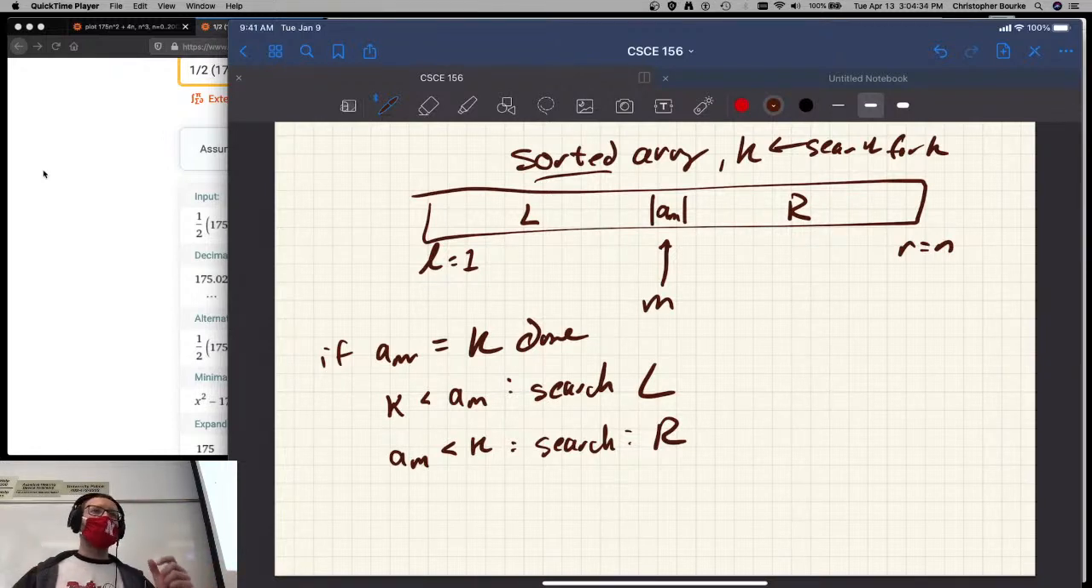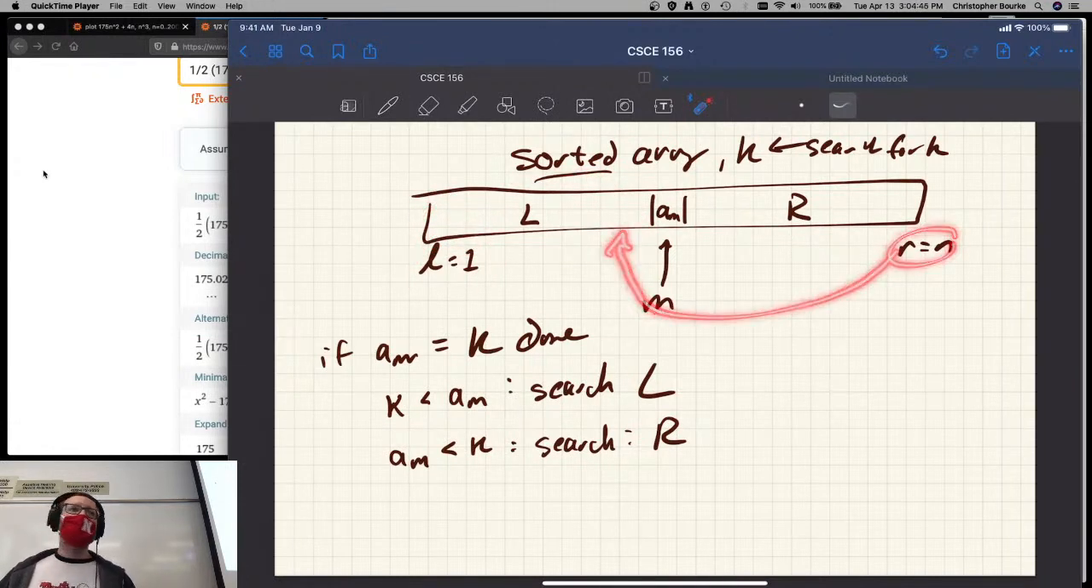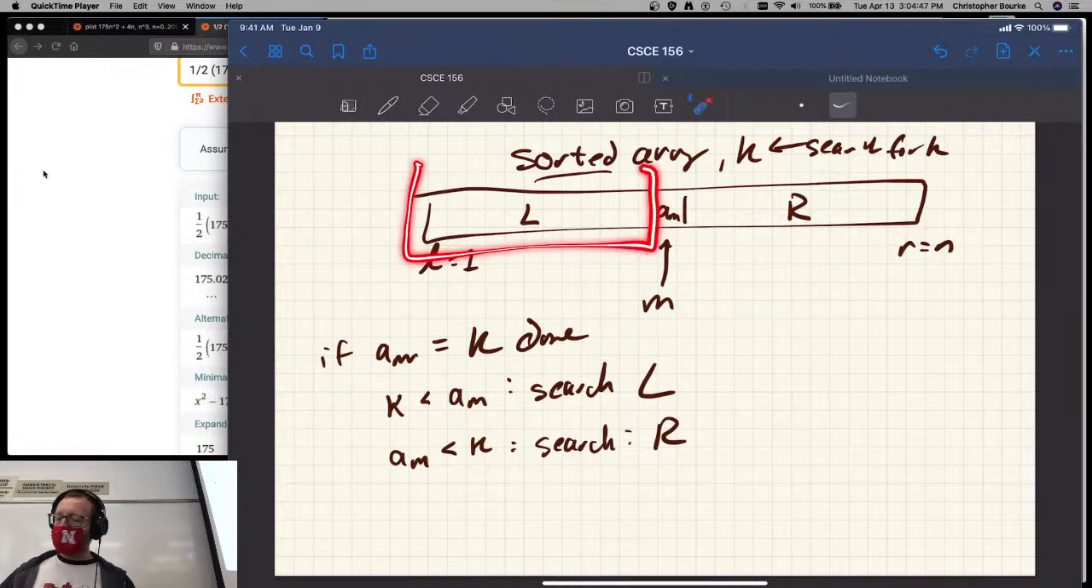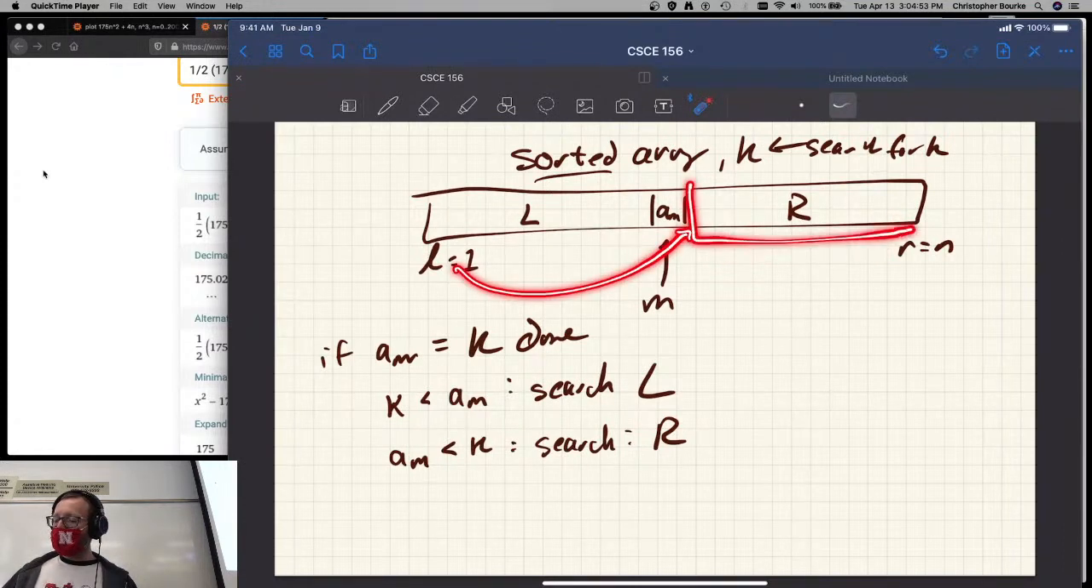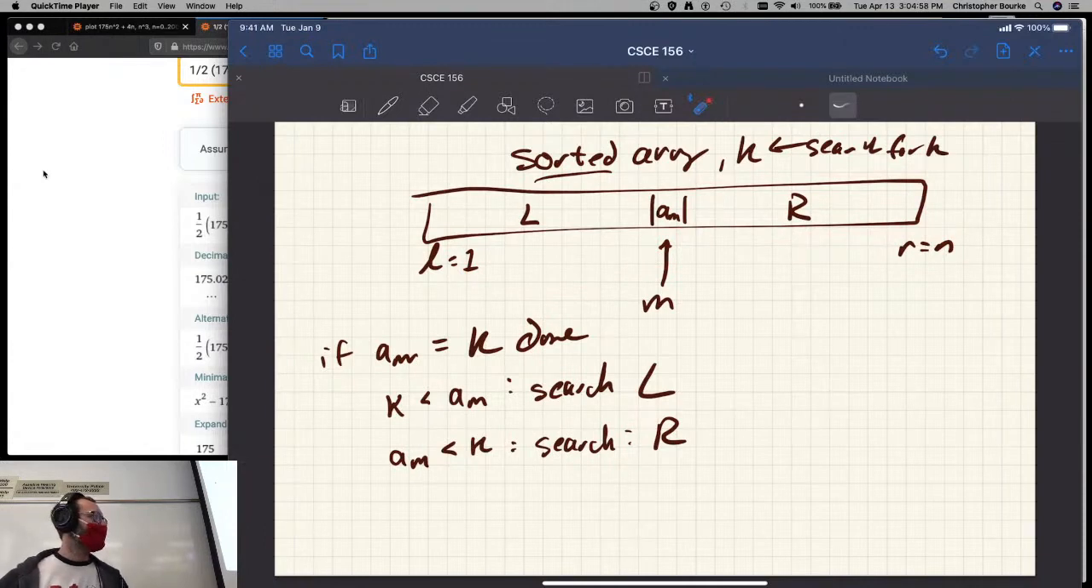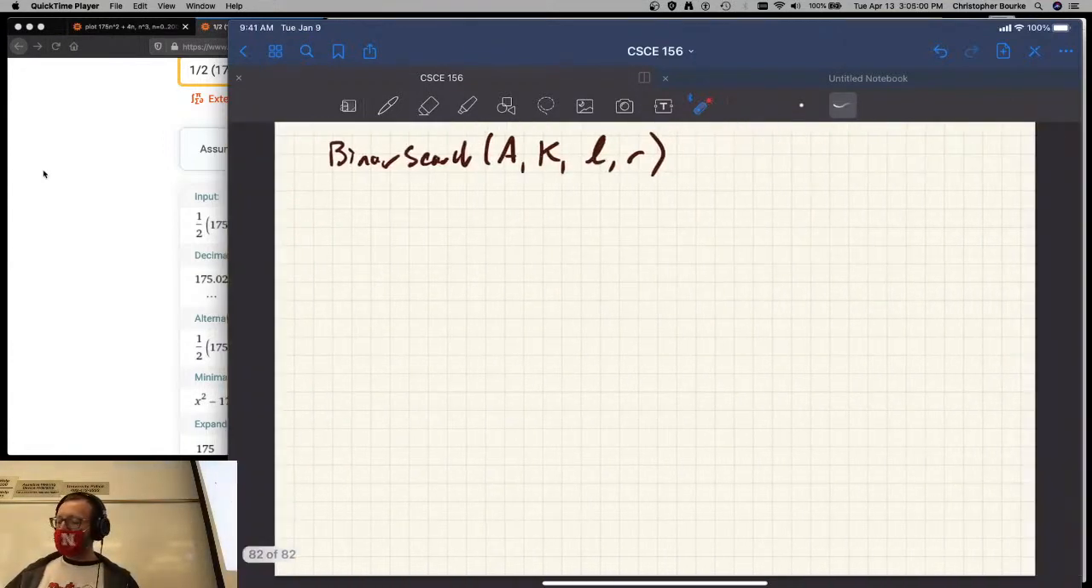Why do I give these as part of the recursion? Because ultimately what's going to happen is, if I search the left partition, I'm going to keep my L, but what happens to my R? I'm going to move it over here so that it's only this part of the array. If I search the right partition, then I'm going to move my L over here so that I'm only searching the right partition. R is unchanged. That's the idea behind passing these two things in.